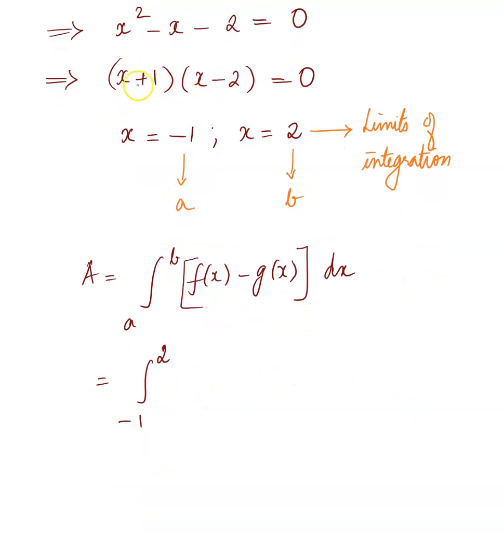Because what if, when you factorized it, you put x minus 2 and then x plus 1? You would have the 2 first and the negative 1 next. You still have to adjust it so that the smaller number is your a and the larger number is your b. Right? So that is there. That's your top function minus the bottom function.